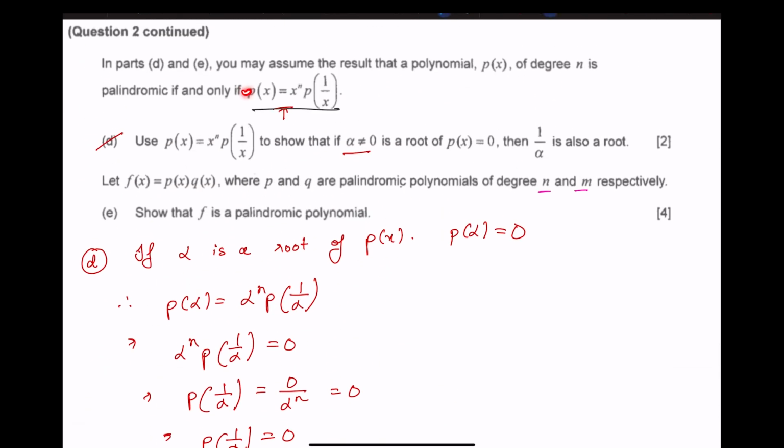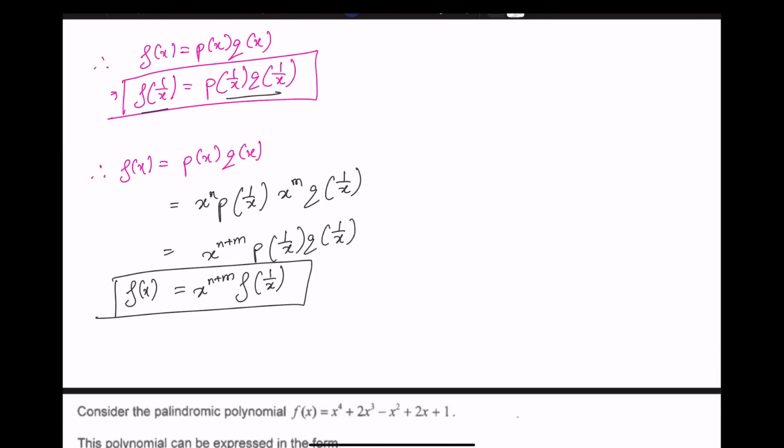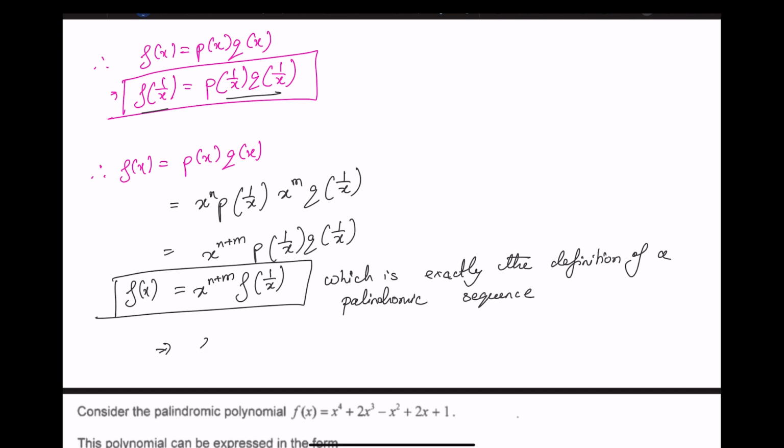Now this is exactly the definition of a palindromic polynomial, right? Instead of n plus m, let's say x to the power k, where k is another integer. So exactly what we have got for f(x) is the definition of a palindromic polynomial, and therefore f(x) is a palindromic polynomial.